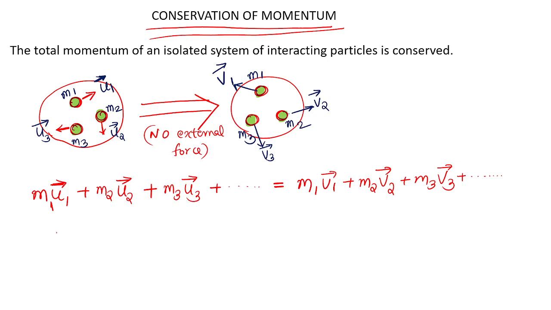Total momentum is conserved. I have written already, total momentum is conserved. There is a very good question based on conservation of momentum regarding the recoil velocity of the gun. I will explain that problem. So you please write down.